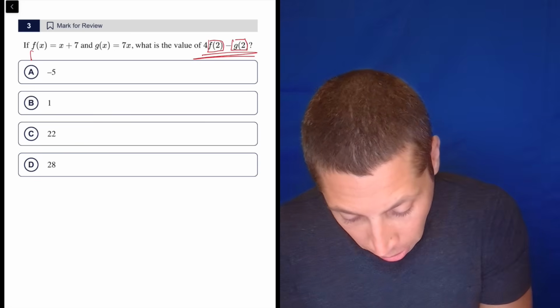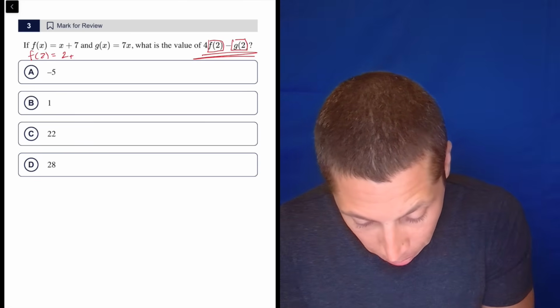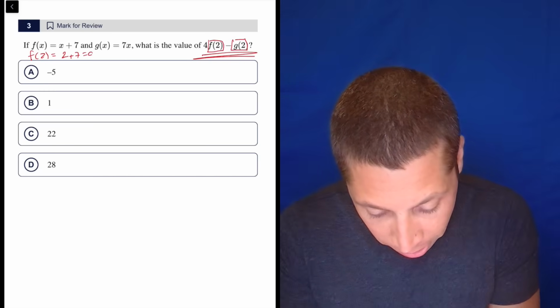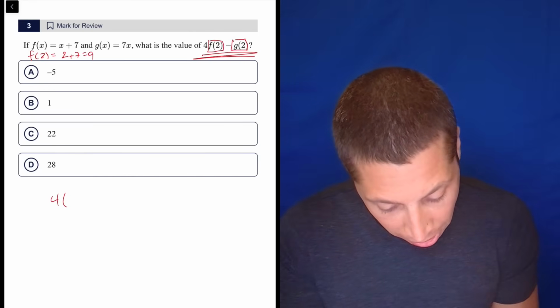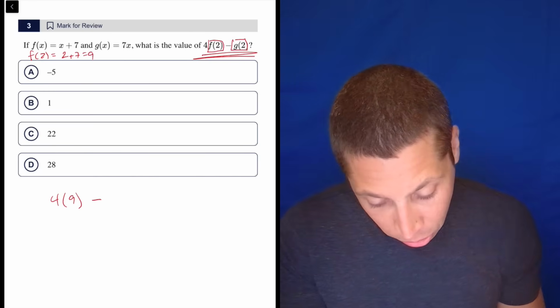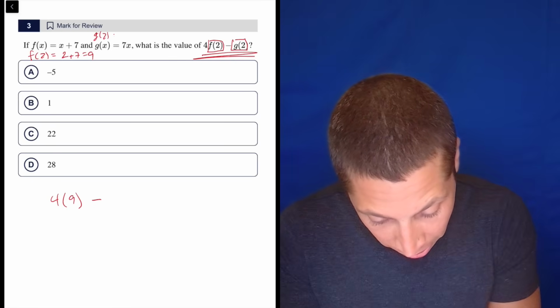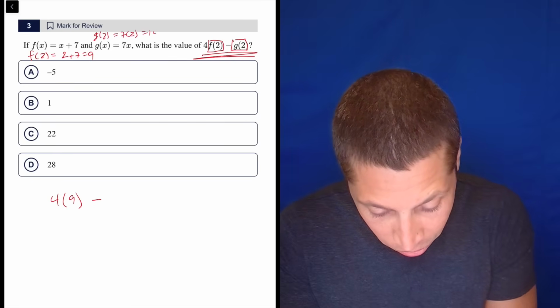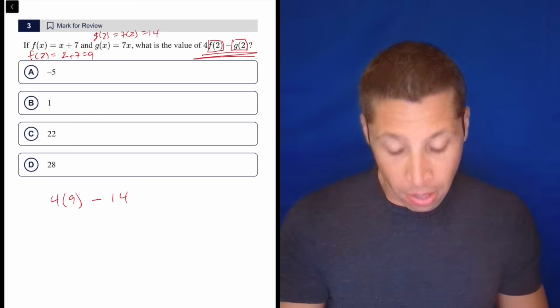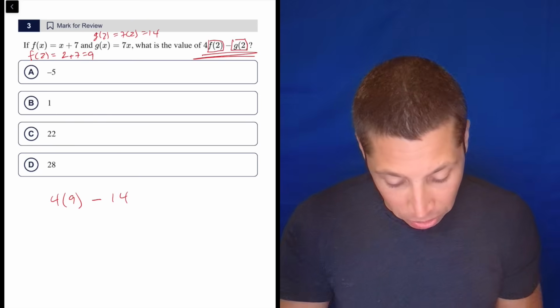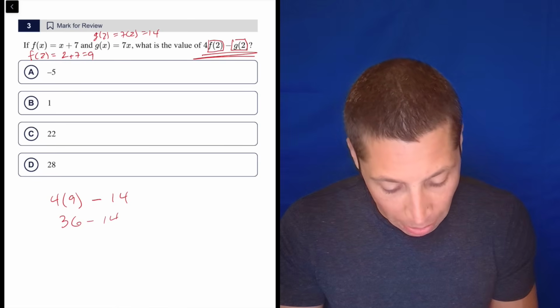So f of 2 is just 2 plus 7, which is 9, right? So there you go. So we have 4 times 9 minus, well, what's g of 2? g of 2 is 7 times 2, which is 14. So 14. Now this is just arithmetic, right? 4 times 9 is 36. You should know that off the top of your head.